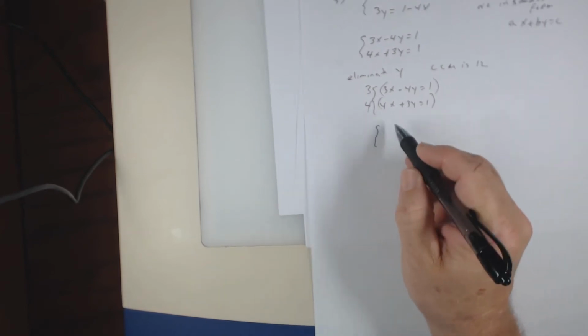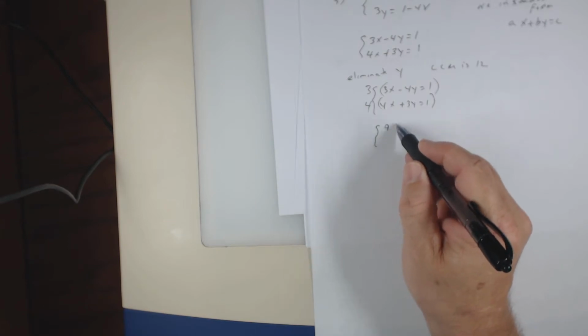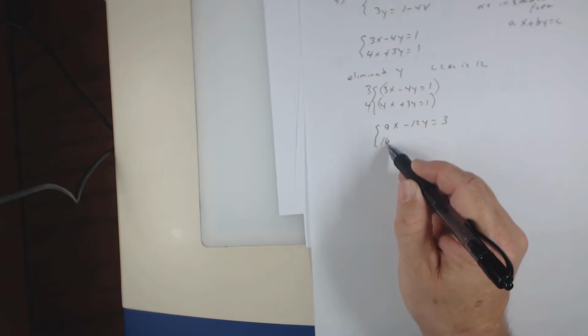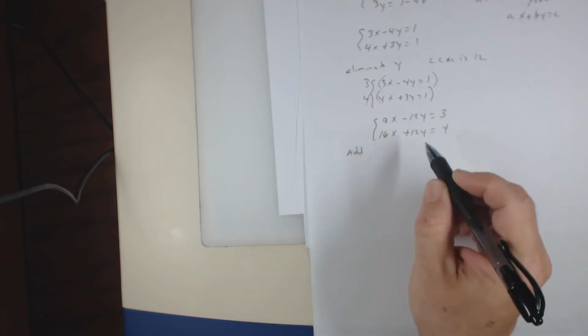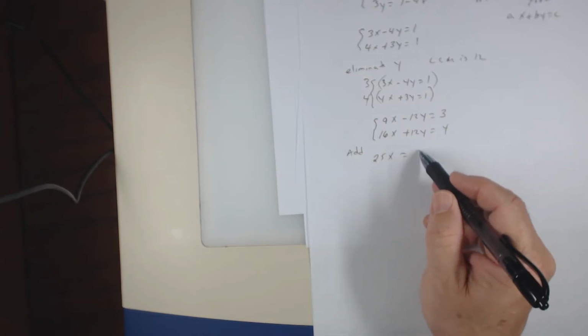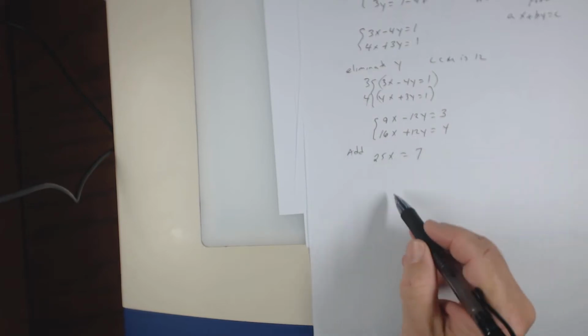All right. So my new system is going to be 9x. What else? What else? Equals 3. Over here, this becomes 16x plus 12y equal 4. Okay? Now what can I do? Add them. What's 9x plus 16x? 25x, right? Okay. Equal what? 7. So what does x equal?